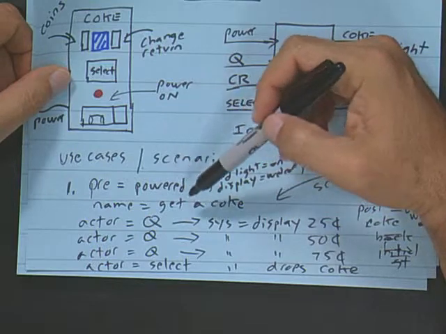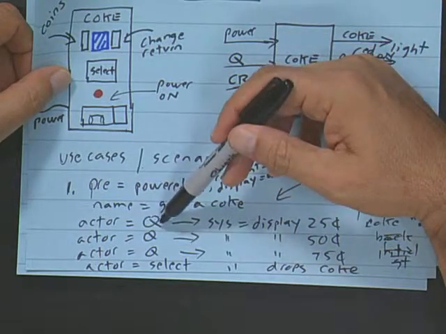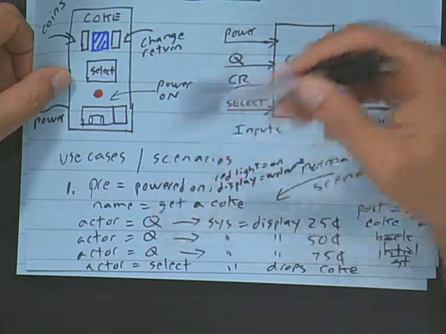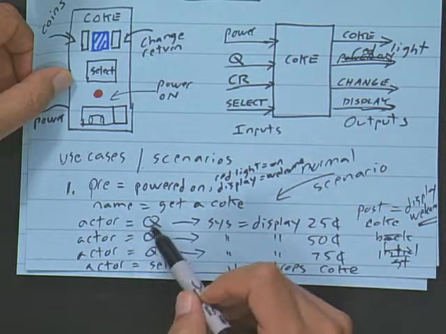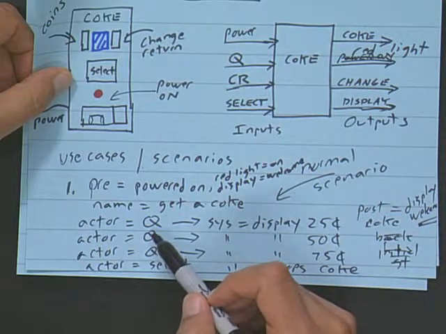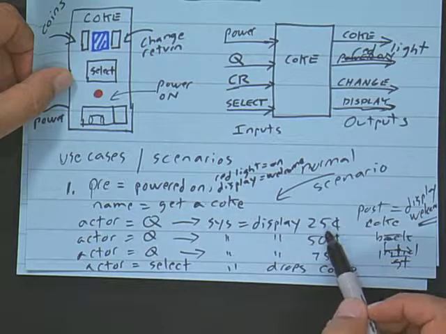What do we want to show? What's the first thing that happens? The actor drops a quarter in. What is that? Well, up here it says that the quarter is an input. So the actor hits an input or causes an event to occur. What's the output? The system displays 25 cents.